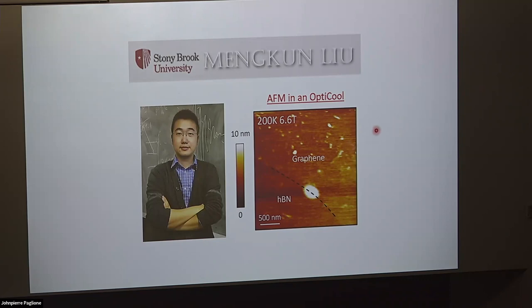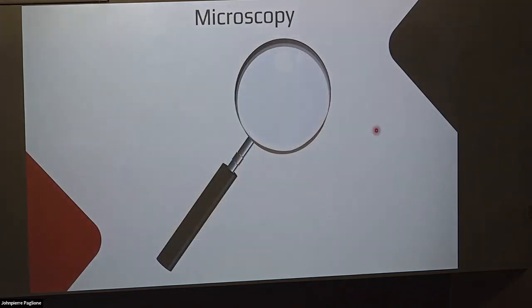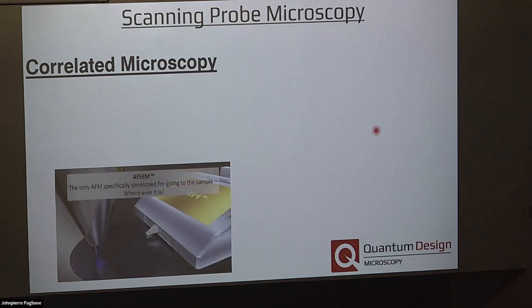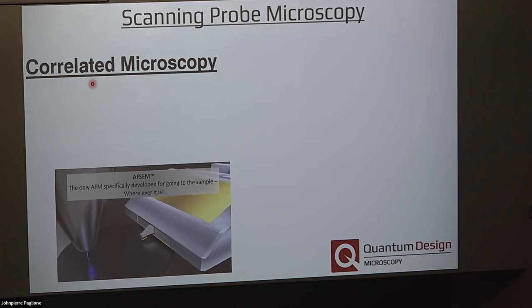It's also a nice segue into the final portion of the talk, which is devoted towards microscopy. So now we're approaching the nano part, if you will, in particular scanning probe microscopy. What I want to highlight here is correlated microscopy. What do we mean by correlated microscopy?